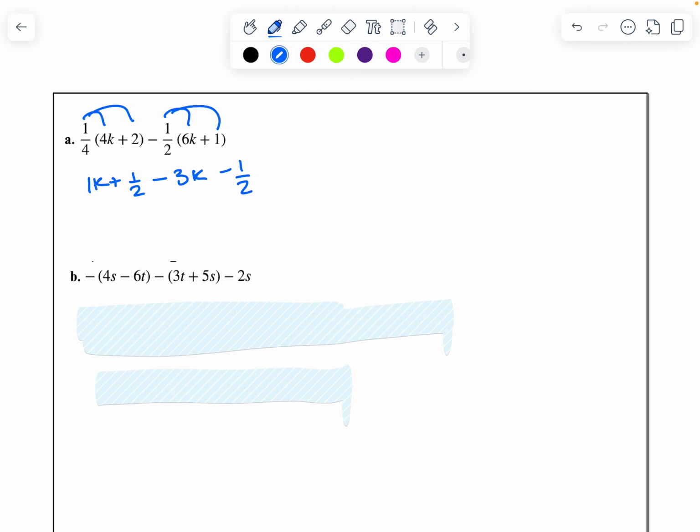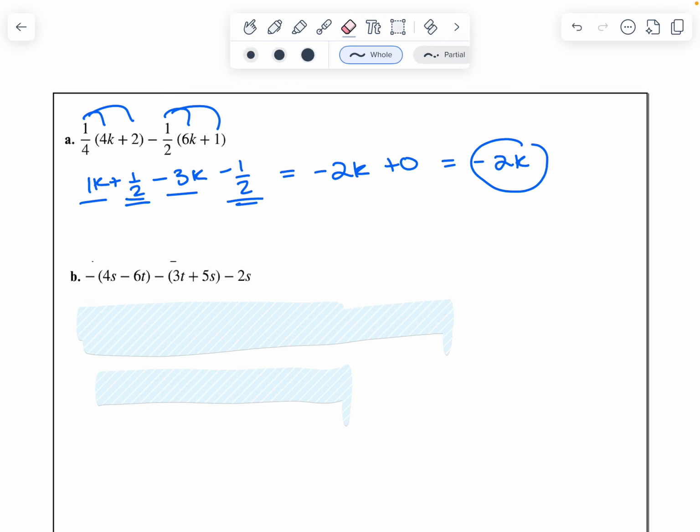Now, do we have any like terms that we can combine? I have things with k's. Those add to negative 2k. And I have things with regular numbers, and those just add to 0. And so I can just write this as negative 2k. I don't have to include the 0 in my answer.